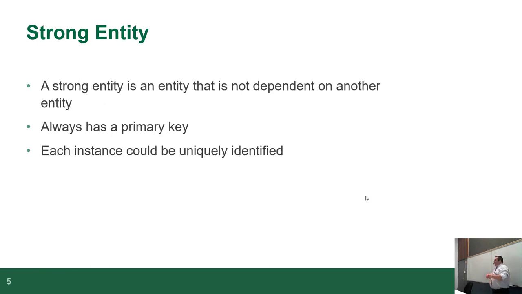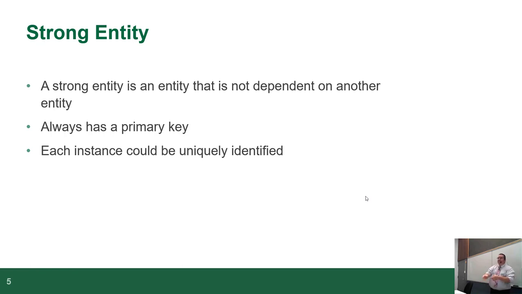Now that I've defined what an entity is, which is basically a thing, there are two kinds of entities: the strong entity and the weak entity. A strong entity is an entity that doesn't depend on anything else. For example, a student would be a strong entity, because you can uniquely identify it without needing any outside parameters to define it. If your unique identifier is your student number and you have a name, the student number makes you uniquely identifiable. That makes you not dependent on anything else to exist.